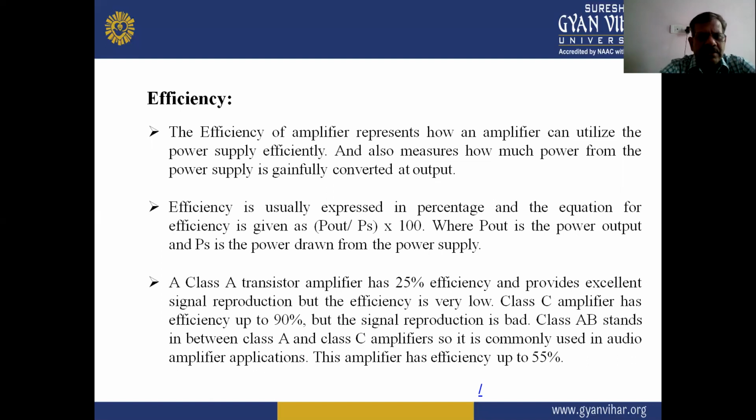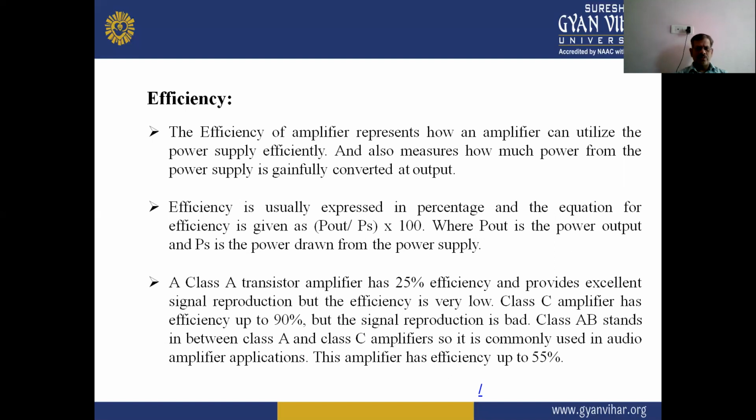So what is the efficiency? The efficiency of an amplifier represents how efficiently an amplifier can utilize the power supply, and also measures how much power from the power supply is converted to output. So efficiency is usually expressed in percentage, and the equation for efficiency is given by P out upon PS into 100, where P out is the output power and PS is the power drawn from the power supply.